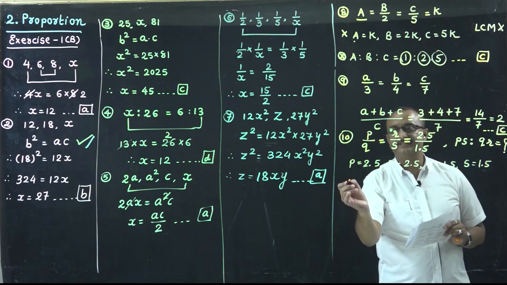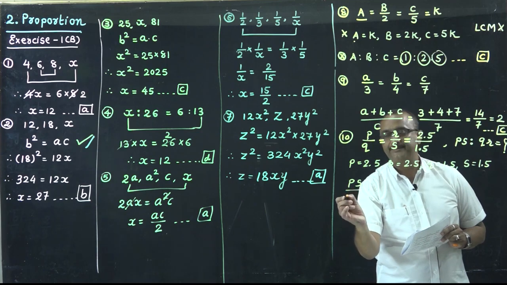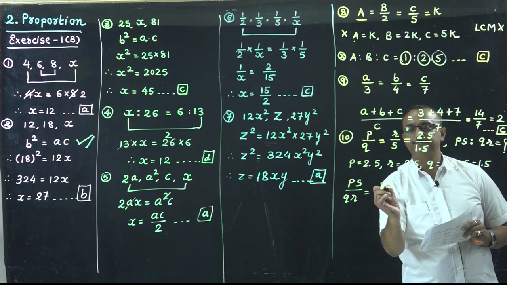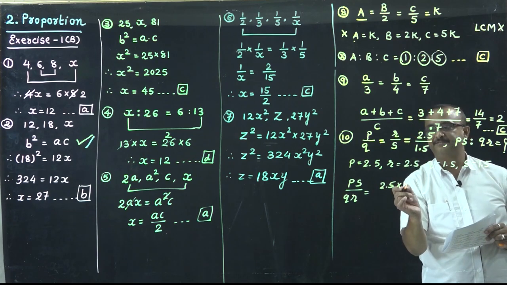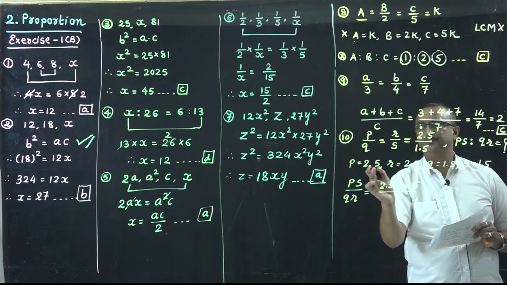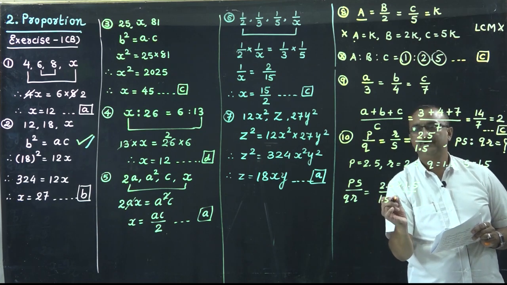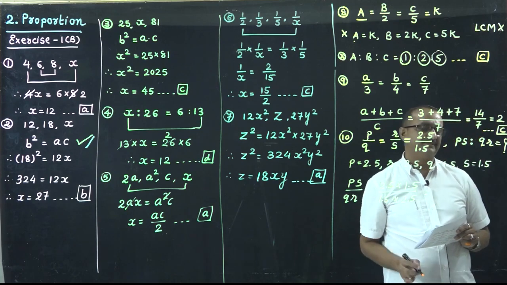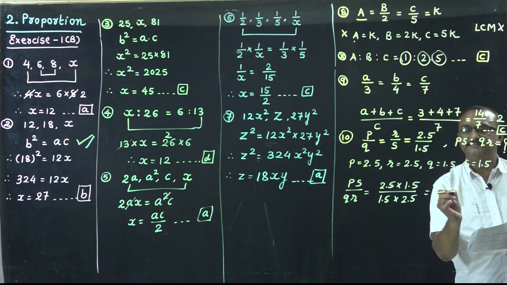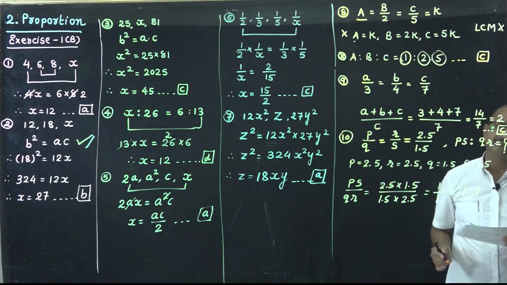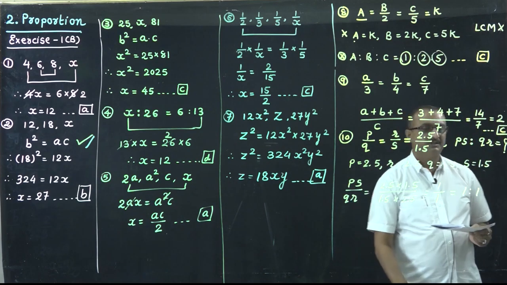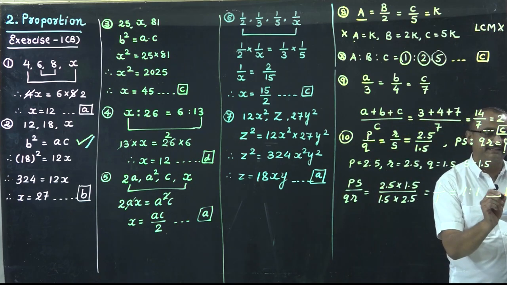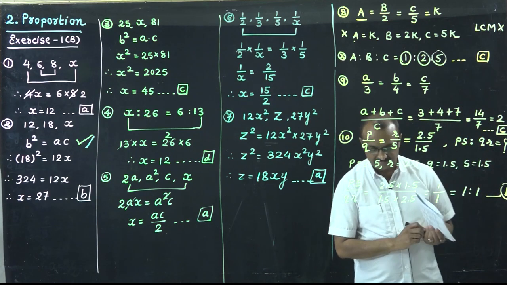Now we can put PS upon QR is equal to P 2.5, S 1.5, Q 1.5 and R 2.5. 2.5, 1.5, 1.5, 2.5 cancelled. It is equal to 1 upon 1, equal to 1 is to 1. So our answer is 1 is to 1 and it is given in option B. Option B is correct.